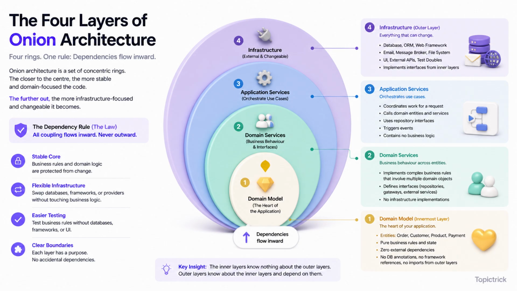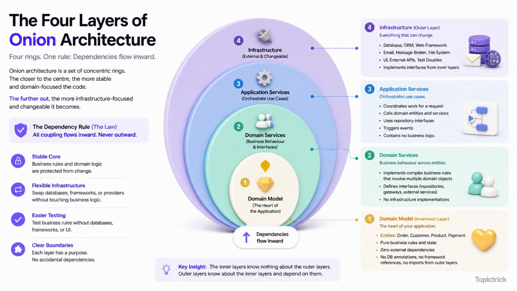There are 4 primary layers. Let us go from the inside outward. The first and innermost layer is the domain model. This is the heart of your application. It contains your entities, the real-world concepts your software models. An order, a customer, a product, a payment. These classes contain pure business rules and state. They have 0 external dependencies, no database annotations, no framework references, no imports from any outer layer.